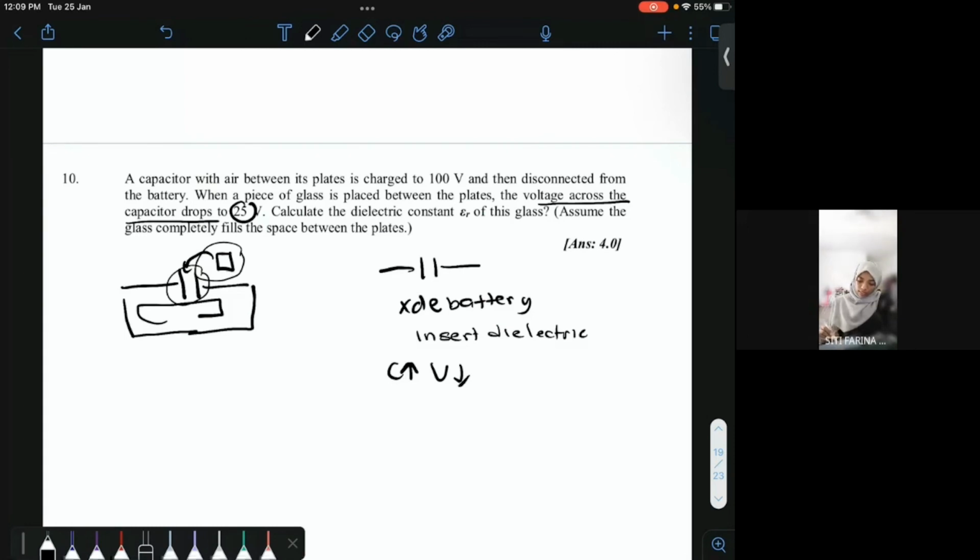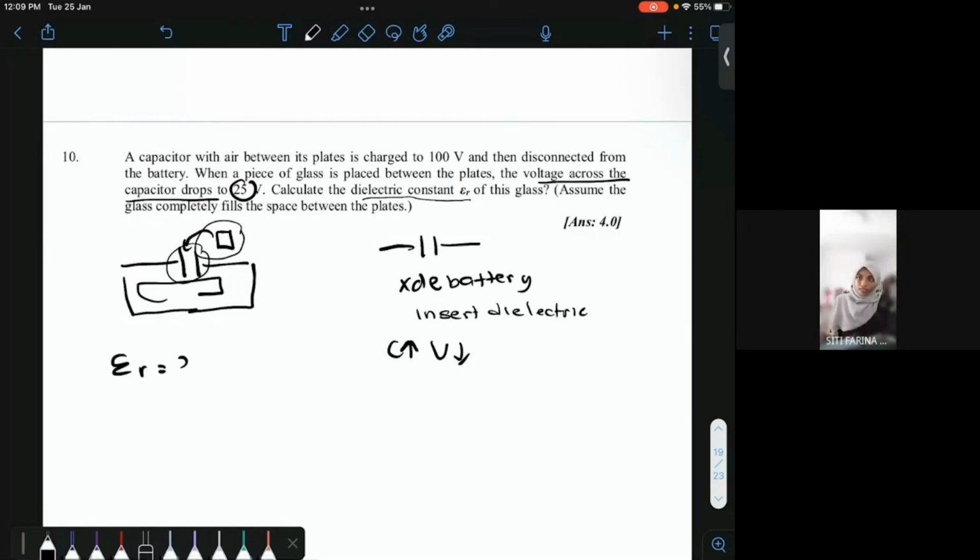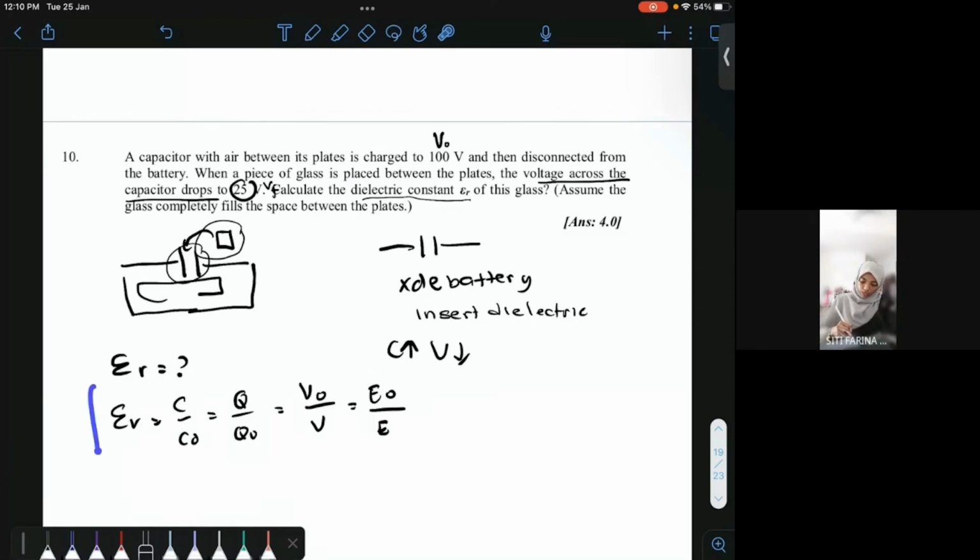Now, calculate the dielectric constant epsilon R of the glass. So kita nak cari epsilon R. Kalau kamu tengok apa yang kamu ada dalam soalan adalah V naught before you insert dielectric, dan juga V after you insert dielectric, V akhir setelah kita insert dielectric. Soalan minta epsilon R. Epsilon R ni macam saya cakap, dia ada equation khas dia, iaitu C over C naught ataupun Q over Q naught ataupun V naught over V ataupun E naught over E. Kamu boleh tengok dalam nota kamu, ada equation ini.